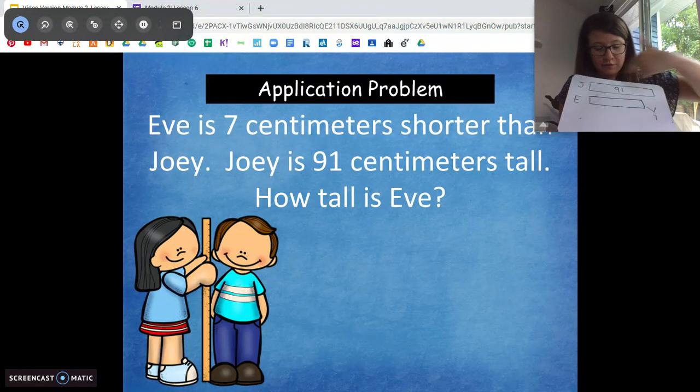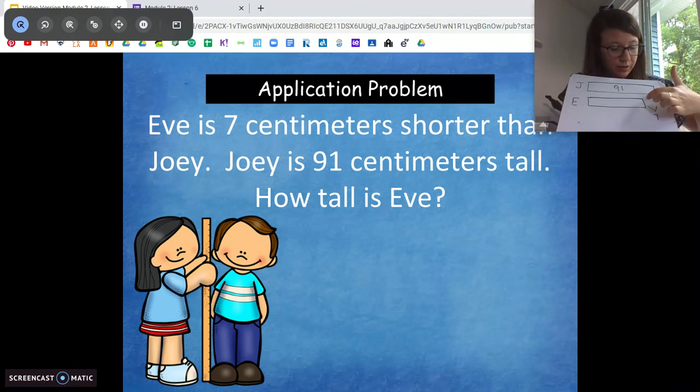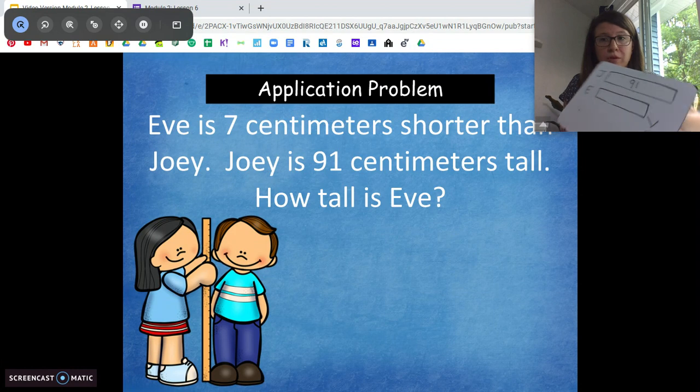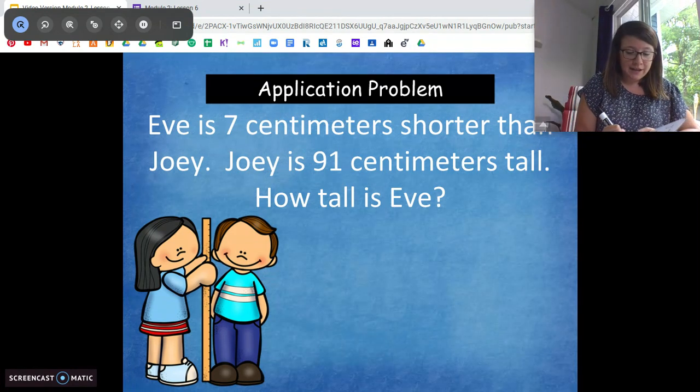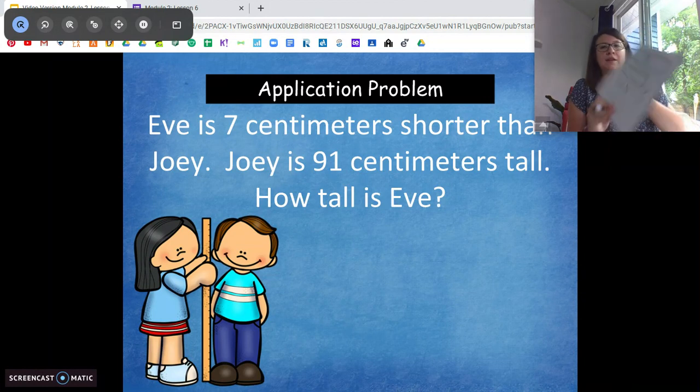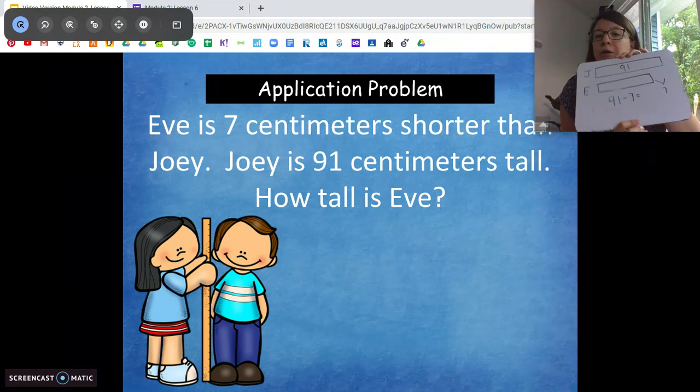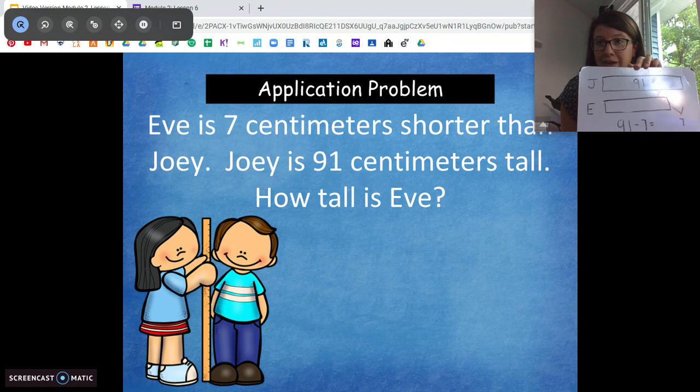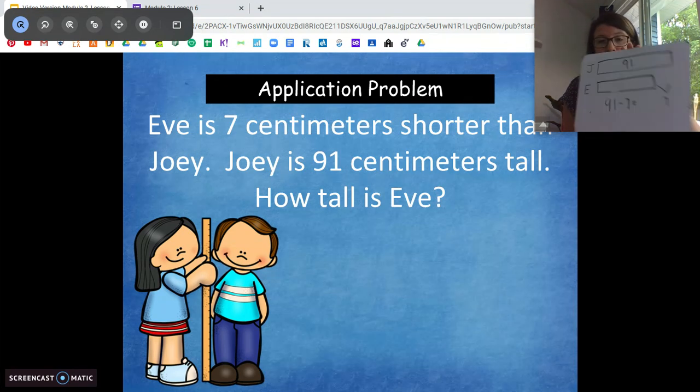So I'm noticing from the picture that we don't know what this is. We have this information, but we don't know what this is. And this is the difference between these two numbers. When I hear difference, I hear subtract. So I'm going to set up my subtraction problem. 91 minus 7. I want you to pause the video and solve that on your own. Come back when you're ready.